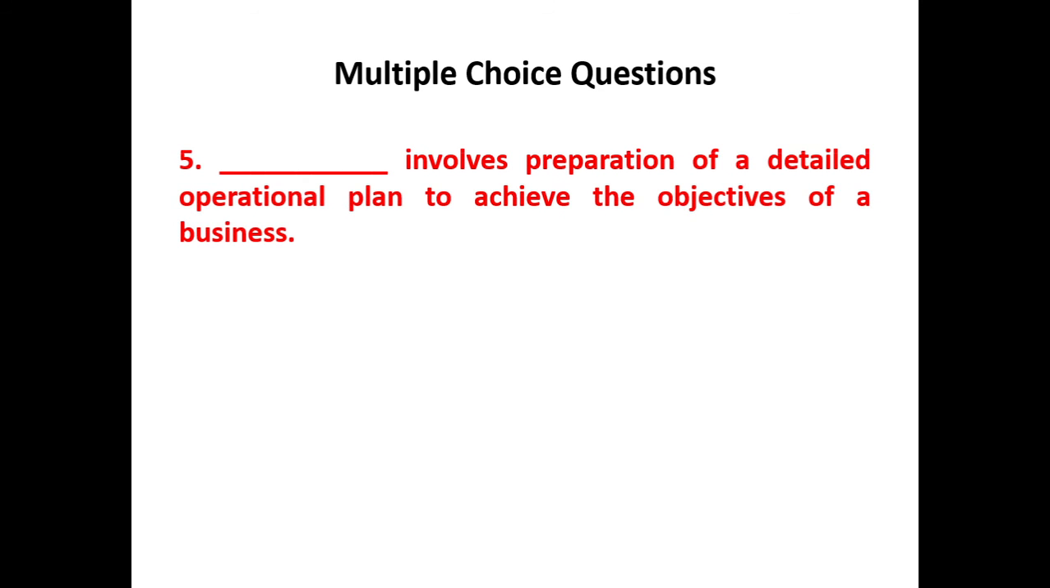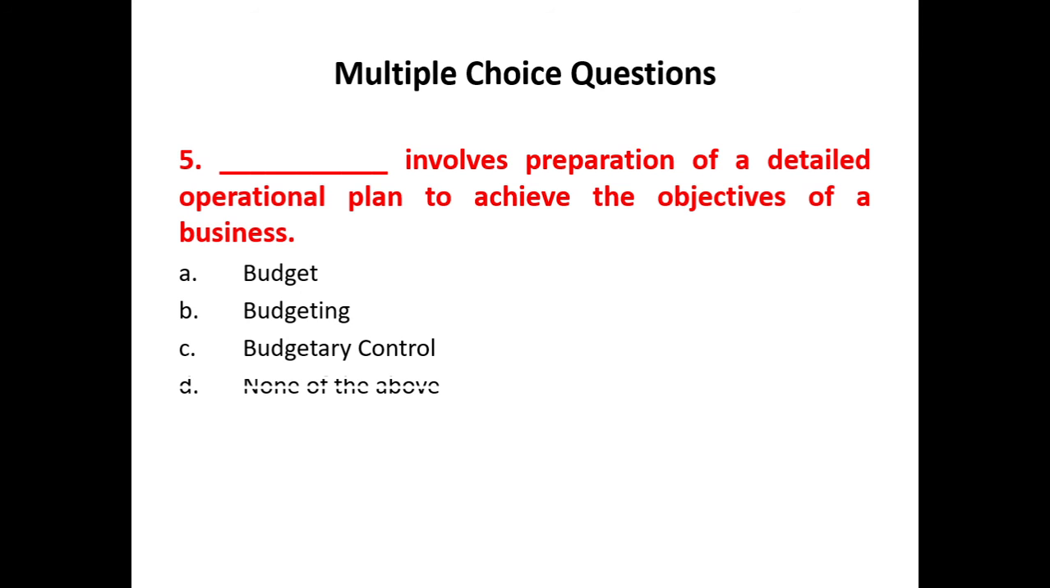The last question: dash involves preparation of a detailed operation plan to achieve the objectives of a business. The options are budget, budgeting, budgetary control, none of the above. The right answer is budgeting. Budgeting involves preparation of a detailed operation plan to achieve the objectives of a business.